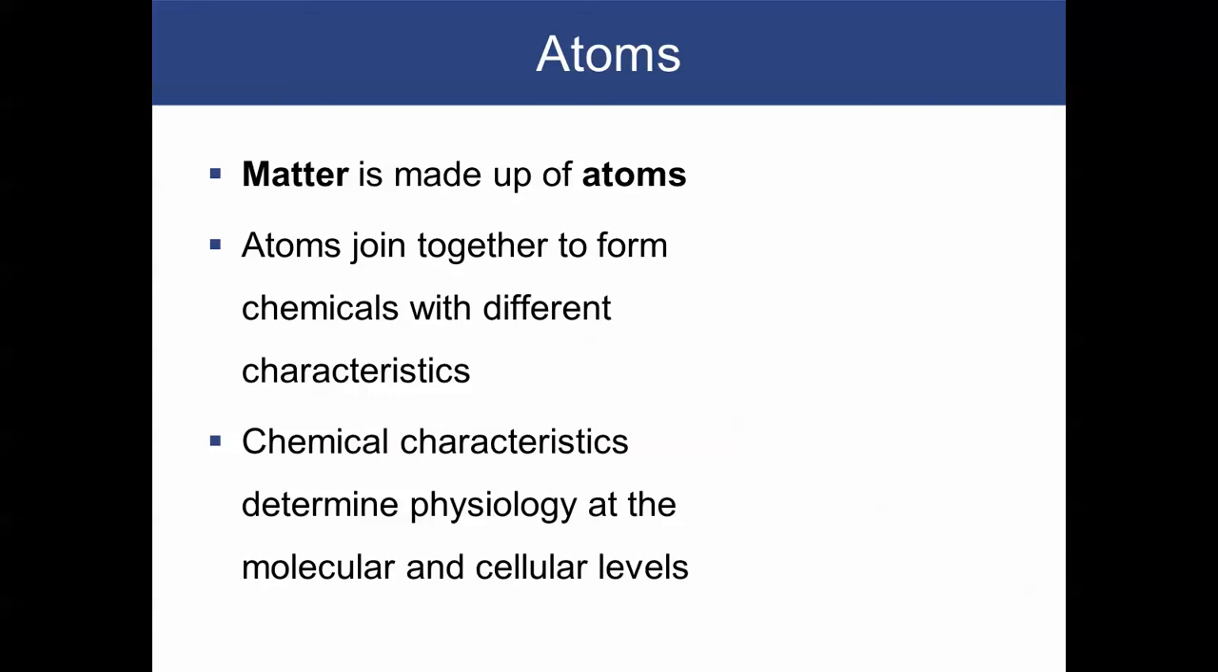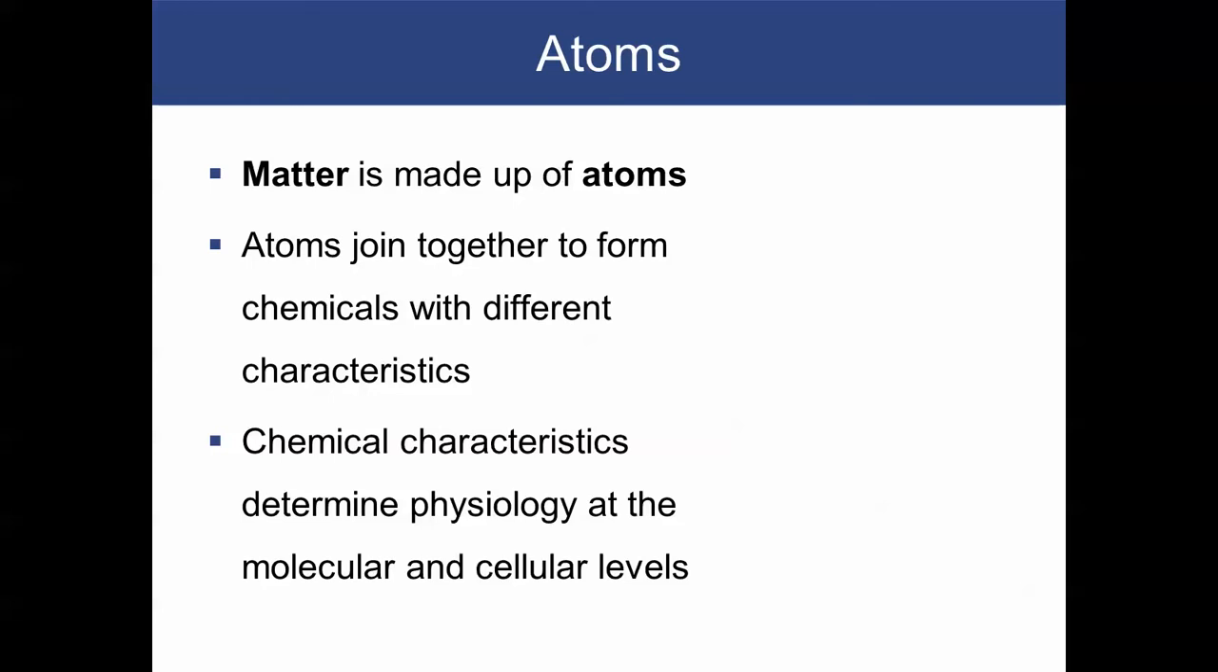The chemicals that they bind to and the atoms that actually interact is dependent on the characteristic of an atom. Some atoms really like to interact with other atoms just because of where they sit on the periodic chart. Basically, they want to fill their outer shell with electrons. And that chemical characteristic determines the physiology at the molecular and cellular level.